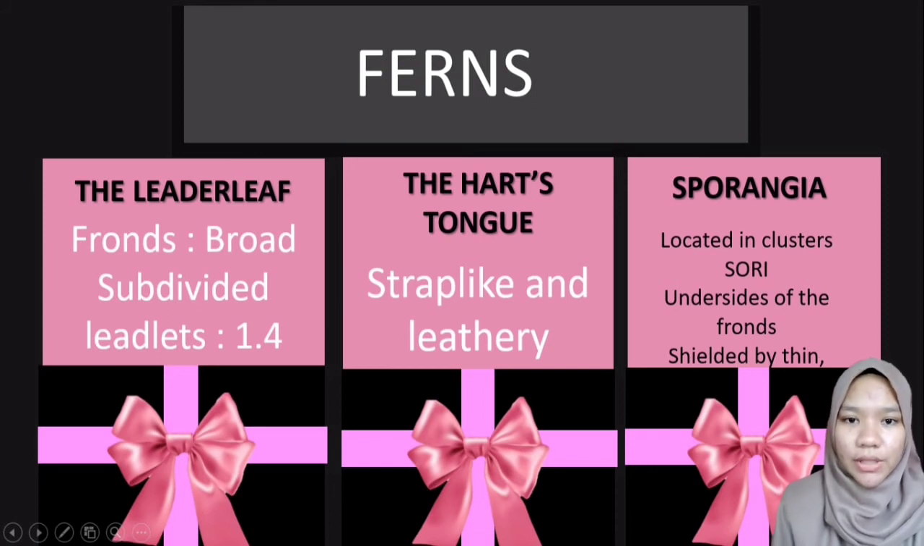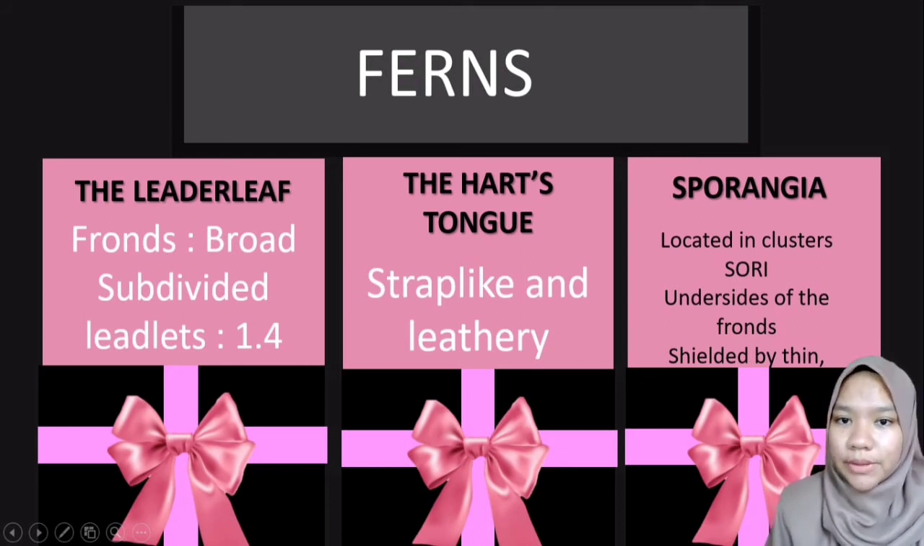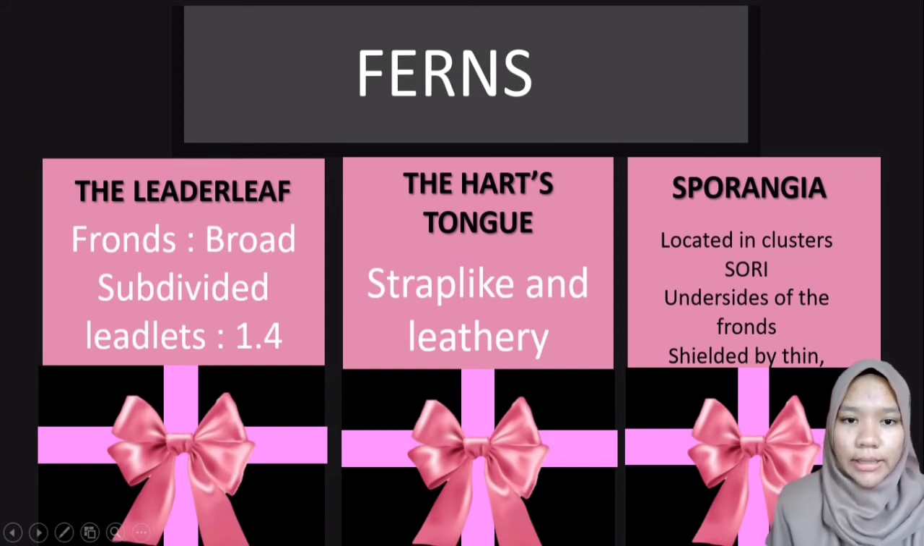This is some types of fern species. Leatherleaf fern, which is always used in flower arrangements, has fronds that are broad with subdivided leaflets and can be about 1.4 meters long. And hart's-tongue fern, whose fronds are strap-like and leathery. You can see after this, sporangia are often located in clusters called sori on the underside of the frond, where they may be shielded by a thin protective structure called indusia.